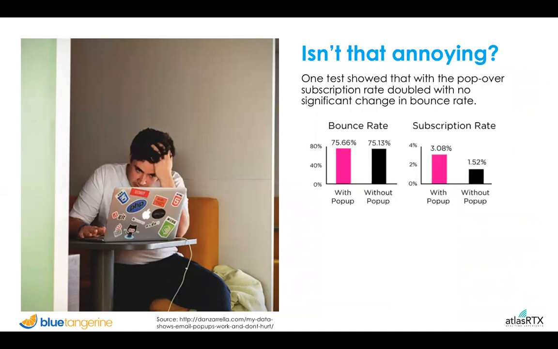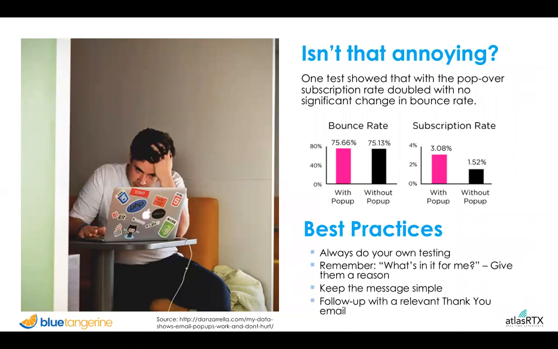Now, when we look at the best practices, you've got to do your own testing. Don't just assume that because one test had a positive impact, your site, your situation may be different. You need to always test this. When you put that message up there, remember to give them a good reason to sign up. People don't give away their email addresses easily. You've got to give them a good reason. That whole "what's in it for me," me being them, not you. Keep it simple so they don't have to read a lot. Just get a coupon, sign up now, get some type of benefit that you can give them.